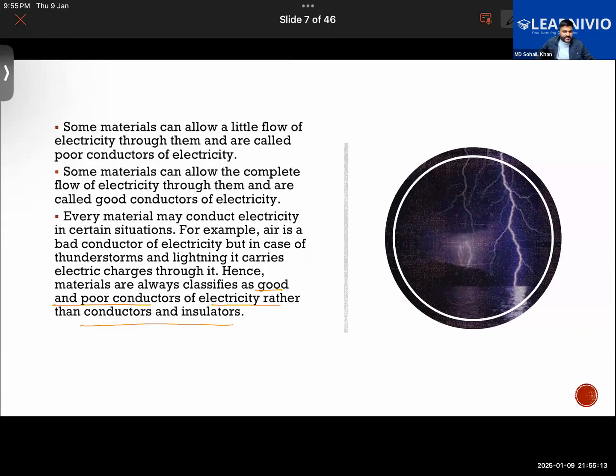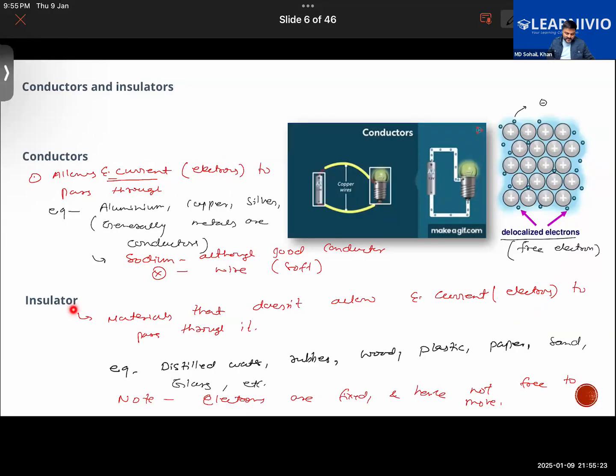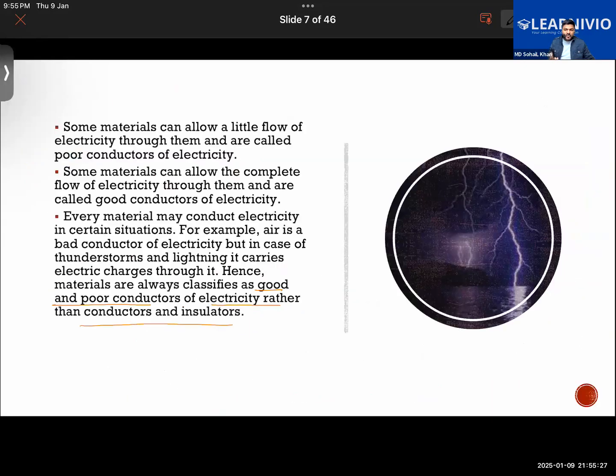Now there are some materials that will allow little flow of electricity. So they will be called poor conductors. We are neither calling them insulators, nor conductors. Since they will allow a little flow of electric current through them, they will be called poor conductors. While some materials will allow the complete flow of electricity through them, and they will be called good conductors of electricity.